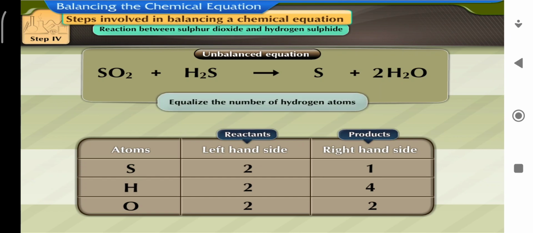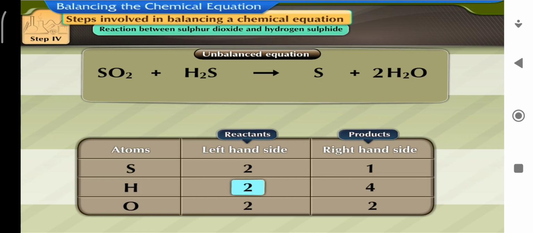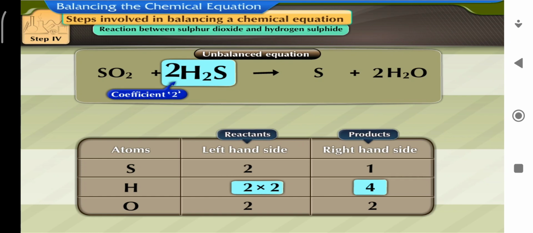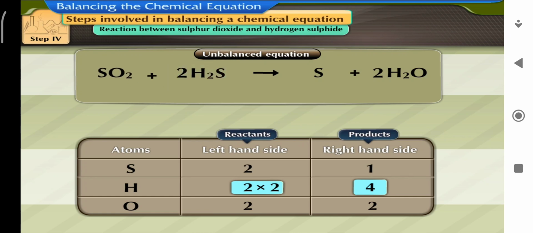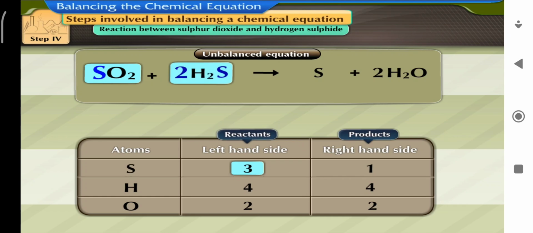Try and equalize the number of hydrogen atoms as we have done earlier using coefficients. There are 2 hydrogen atoms in the reactant side and 4 hydrogen atoms on the product side. The deficient side is therefore H2S. Put the coefficient 2 for H2S molecule in the reactant side to balance the hydrogen atoms. Now, the equation can be represented as SO2 plus 2H2S gives S plus 2H2O. There are 4 hydrogen atoms on either side of the equation. There are 3 atoms of sulfur on the reactant side and 1 on the product side. Step 5. Now, select sulfur atoms for balancing.